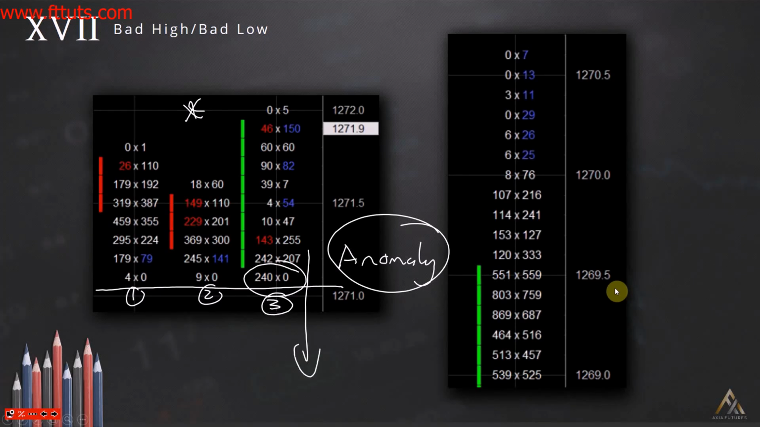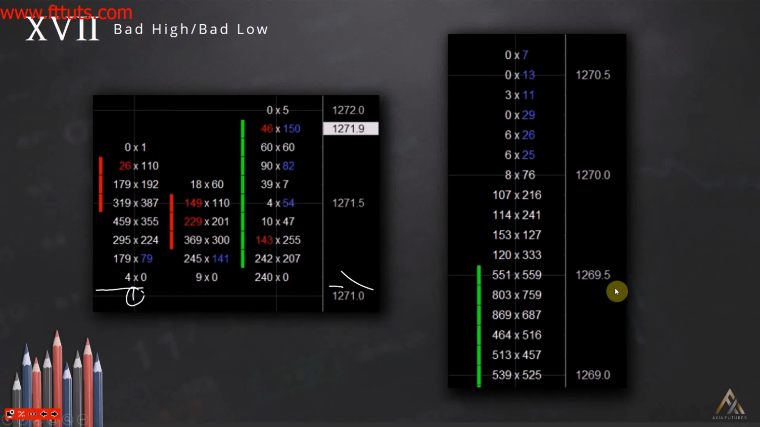Now don't forget, if an imbalance is created once we break below that point, eventually that imbalance will get filled out and traded out. Okay, so that's what it would look like on the footprint, and just another example to show you what a good high should look like.